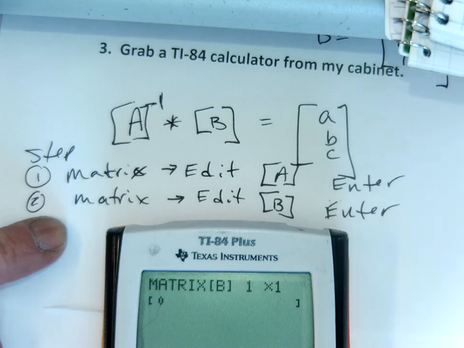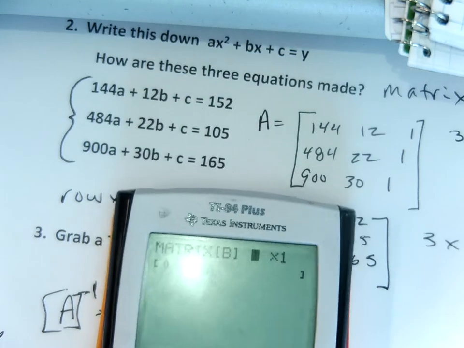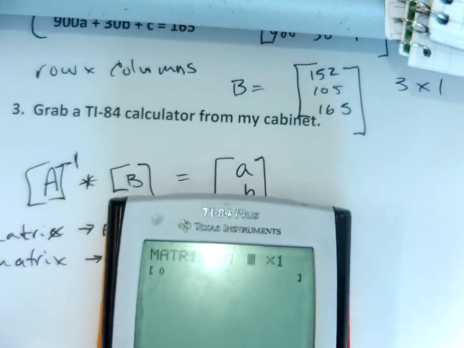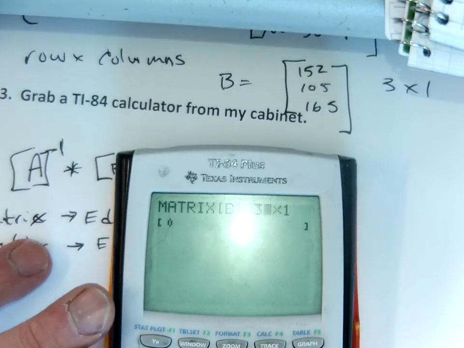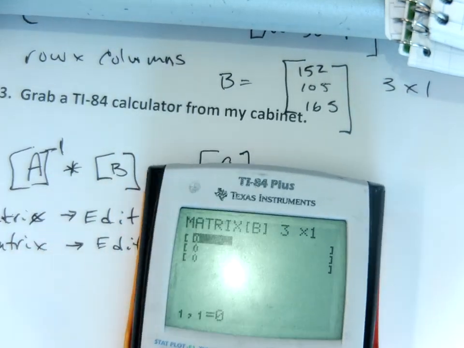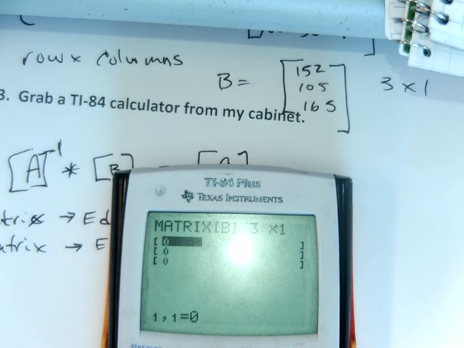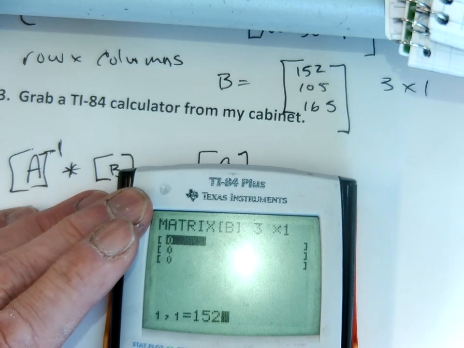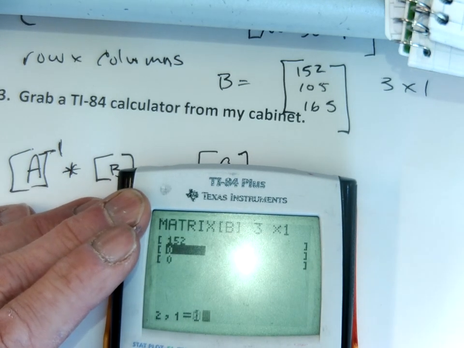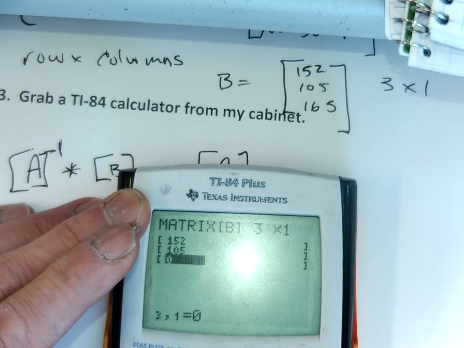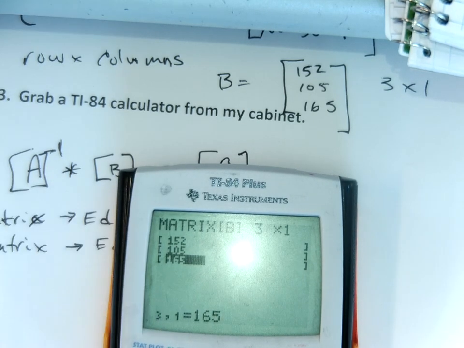How big is B? Well, we said B was a 3 by 1, right? So I'm going to put in a 3 by 1, 3, enter, 1, enter, and it creates the box, the matrix, the size I need it. So I'll put 152, enter. I'll put 105, enter, and I'll put 165, enter, okay?